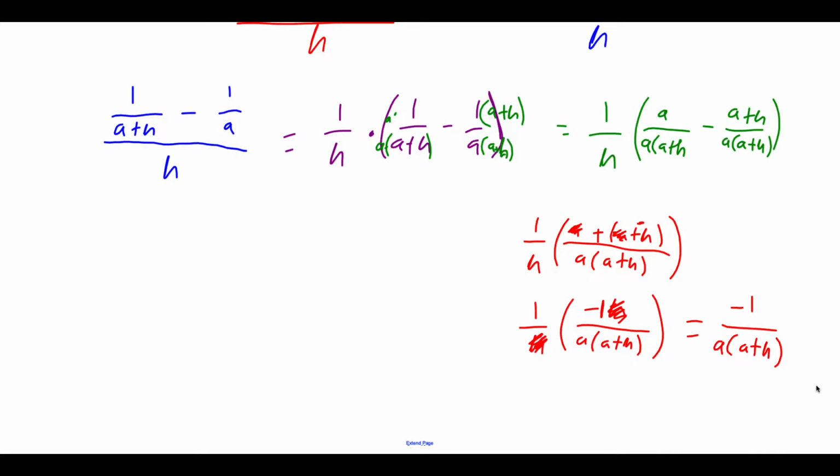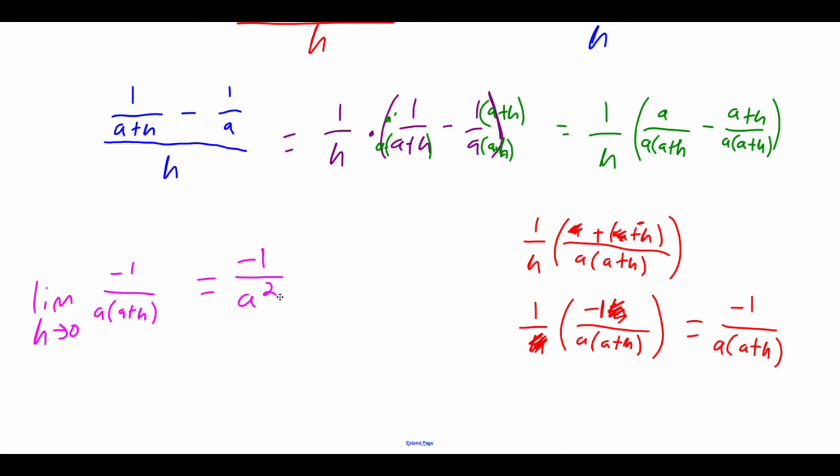Now we're not quite done here because we still need to do our limit with this. So we're supposed to do the limit as h is approaching 0 of this fraction that we just came up with, negative 1 over a times a plus h. So if I direct substitute this 0 in here for the h, the denominator really just turns into a times a, so we get negative 1 over a squared as the slope of this tangent line at some general a value.